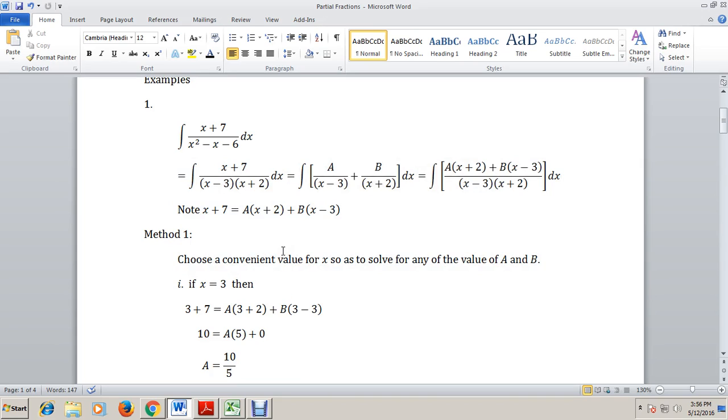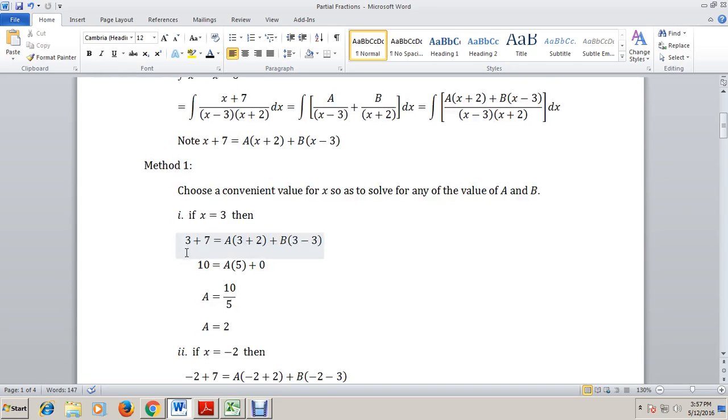Okay, so there are actually two methods in solving for A and B, or the numerators that correspond to our partial fraction. So I'll be presenting both methods. We have the first method. The first method is simply that you choose a convenient value for x so as to solve for any of the values A and B.